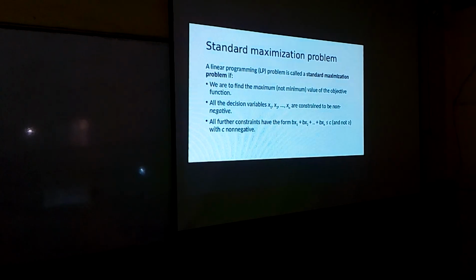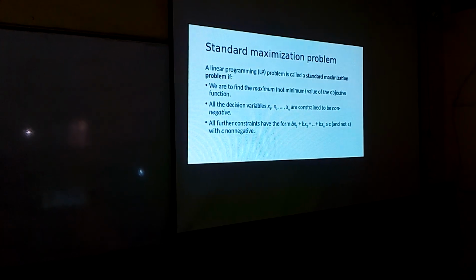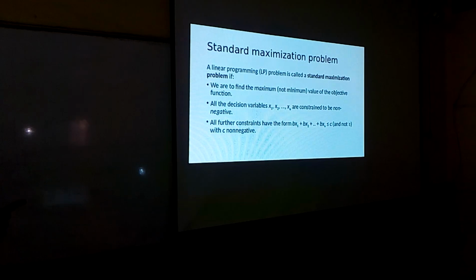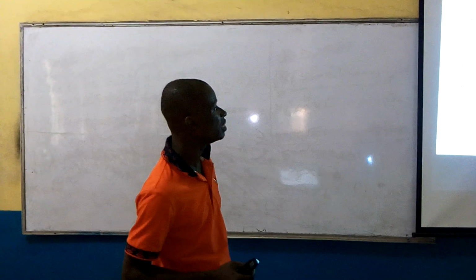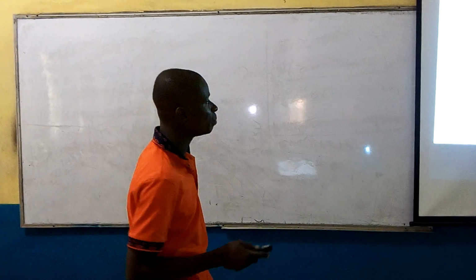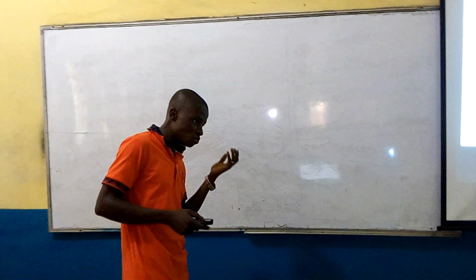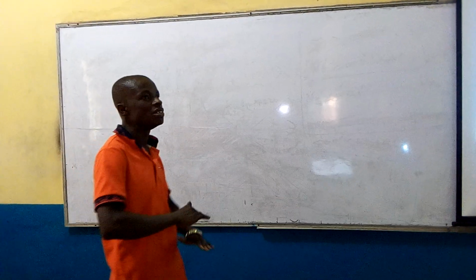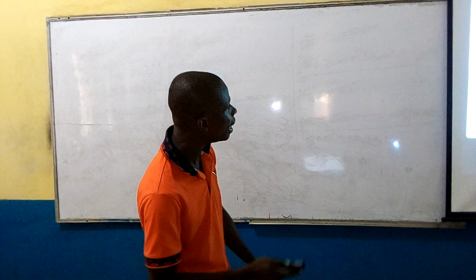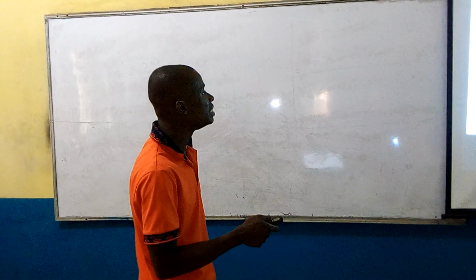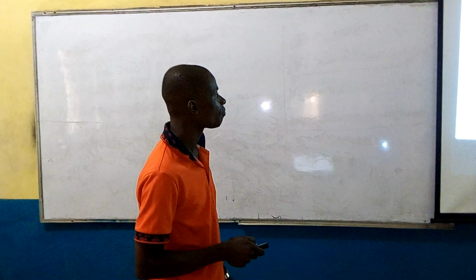For solving an LP problem using the simplex algorithm, we know that the standard problem is a maximization problem, right? So we solve a maximization problem and not a minimization problem. So the objective function should be a maximum. If you are supposed to minimize, you have to negate your objective function so that it becomes maximized. And know that all the decision variables should be non-negative.